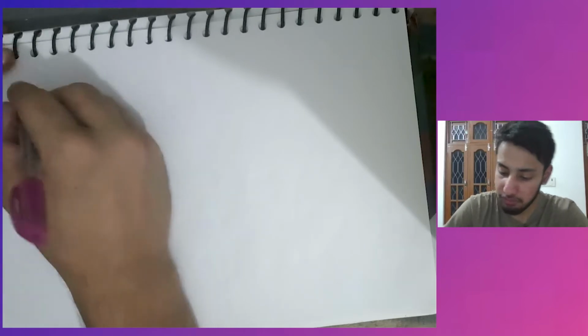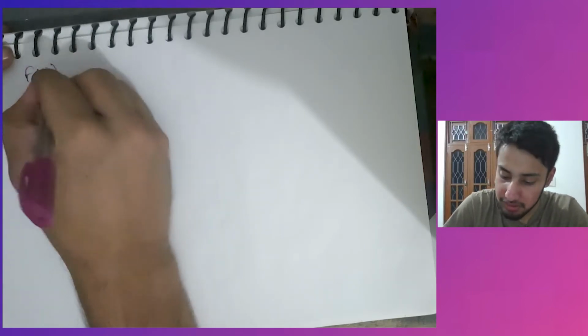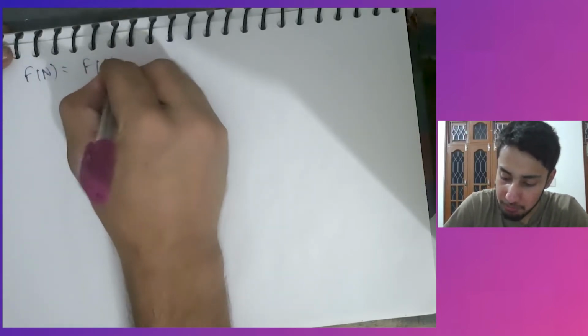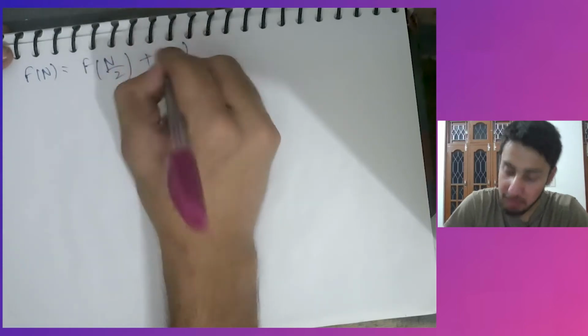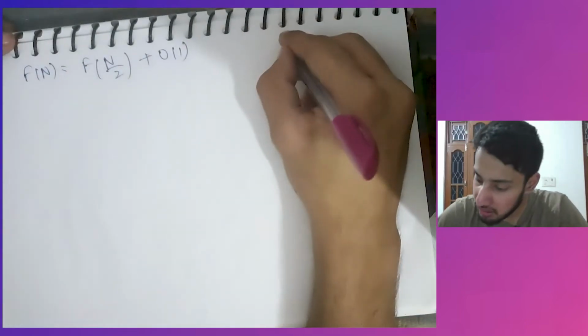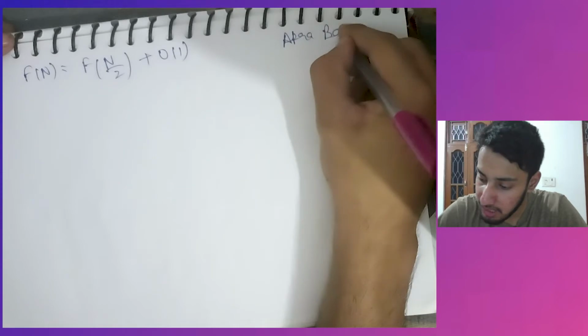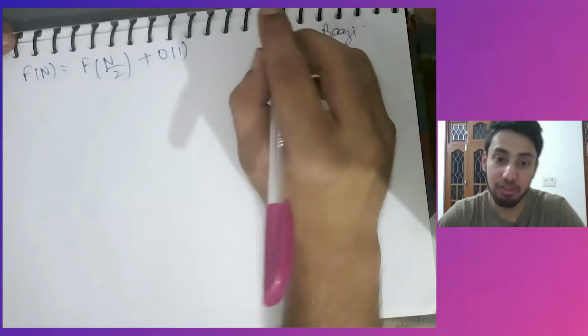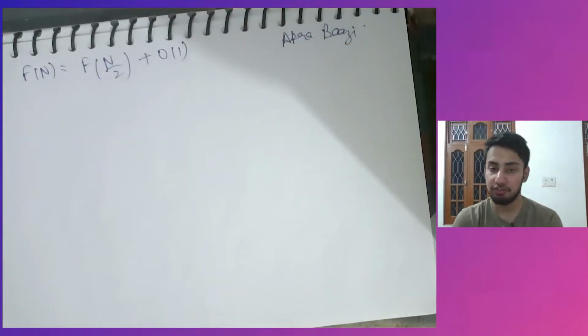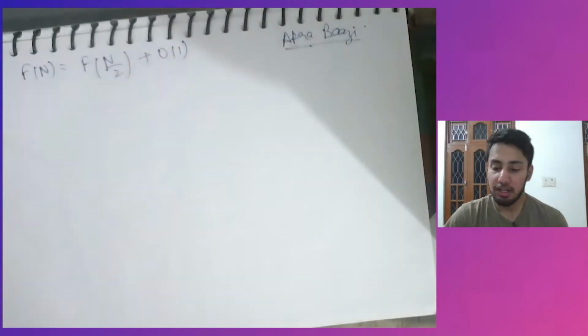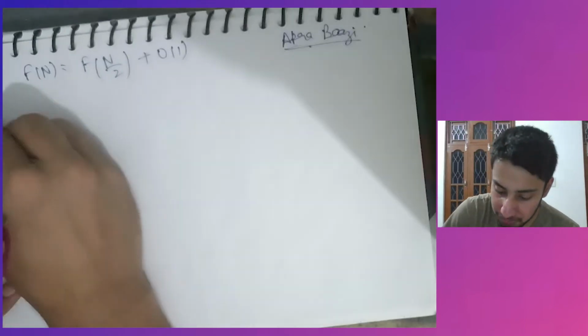Suppose we have the relation as f of n equals f of n by 2 plus constant space. Correct? We are going to use the Akra-Bazzi method now, and we will also look at some of the equations as well. The questions which you have seen earlier, I'm going to solve those questions as well for you.